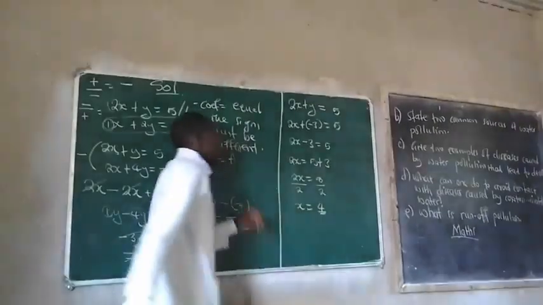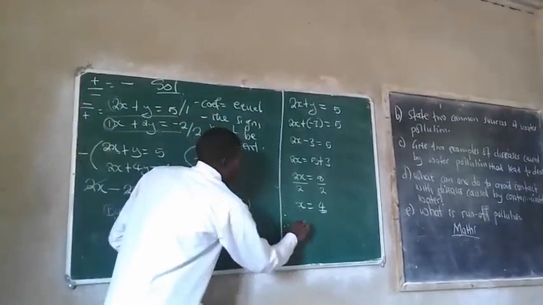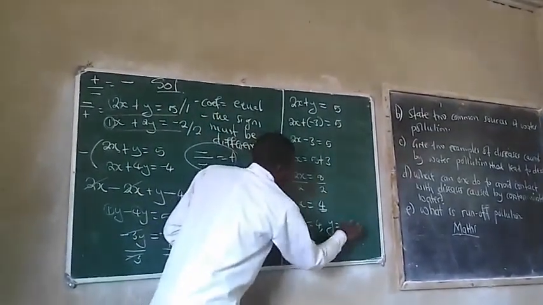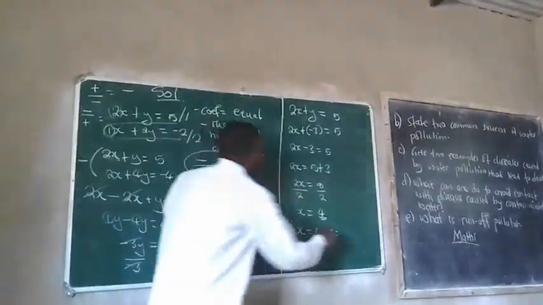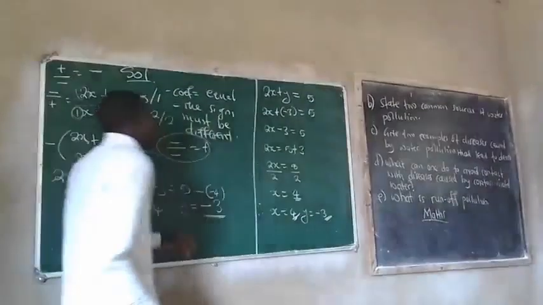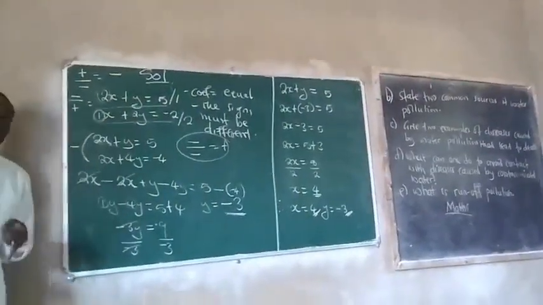So the value of x now is equal to 4. So therefore x is 4 and y is negative 3. So this is how you can combine elimination and substitution.